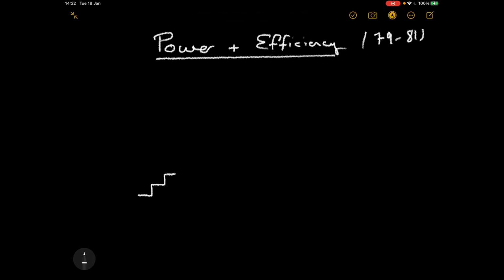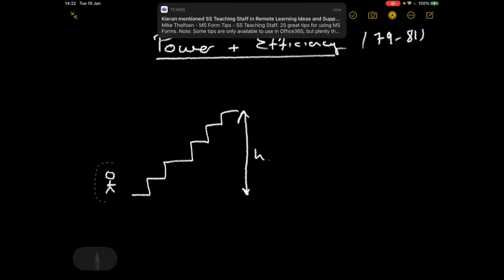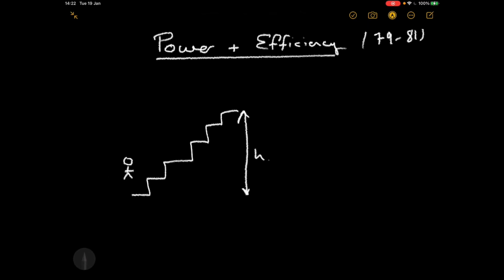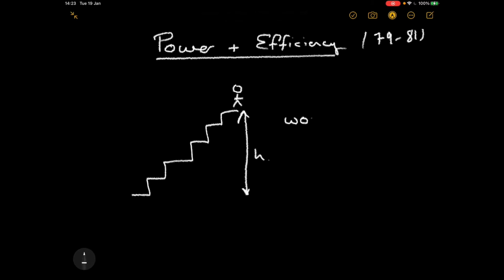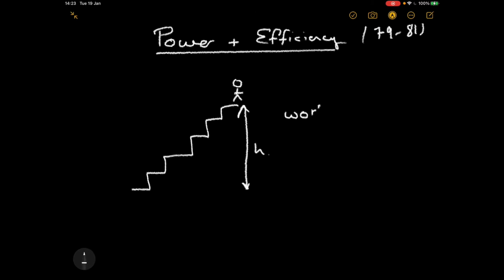If you have a staircase of a certain height h, and we have a person who for some reason is absolutely tiny compared to their staircase, and we move them across, they run up the stairs, they will do a certain amount of work. So the work is equal to the force times the distance. The force acting on this person that they've got to overcome is their weight.